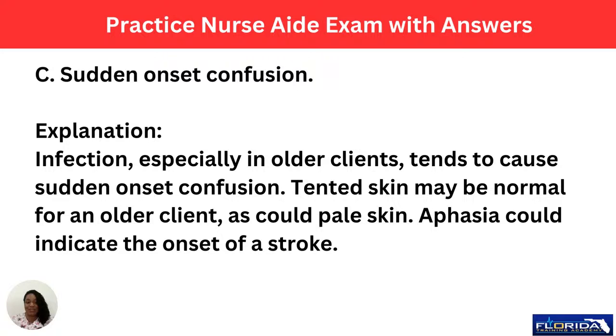Tinted skin may be normal for an older adult, as could pale skin. Aphasia, or the lack of speech, could indicate the onset of a stroke.